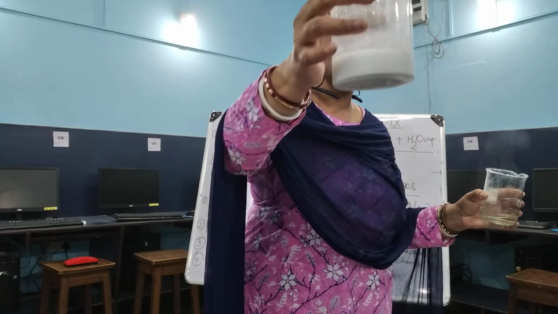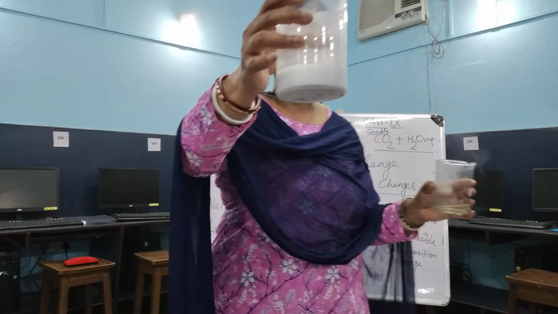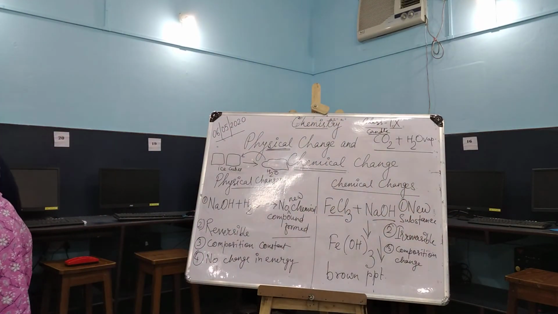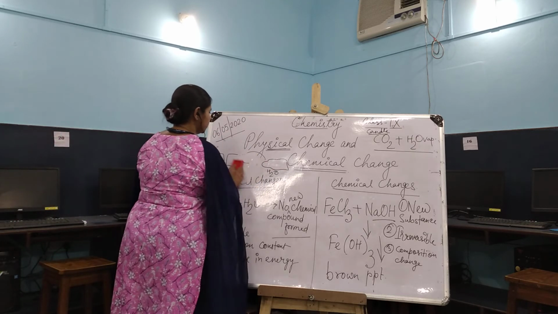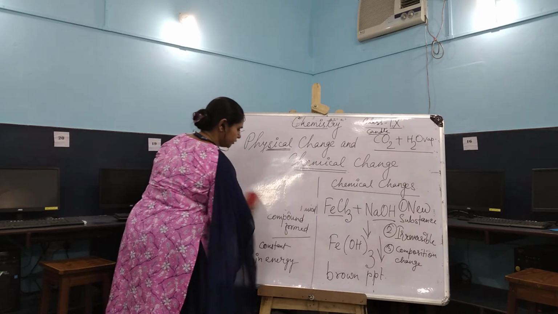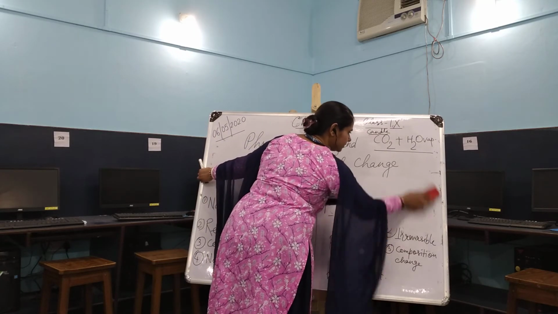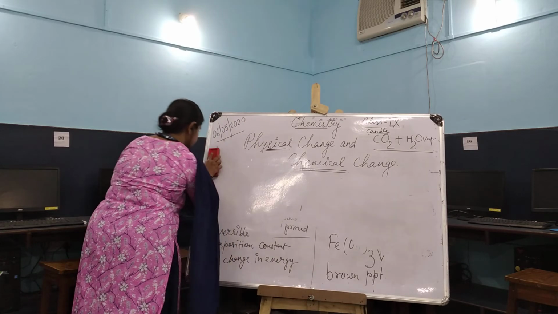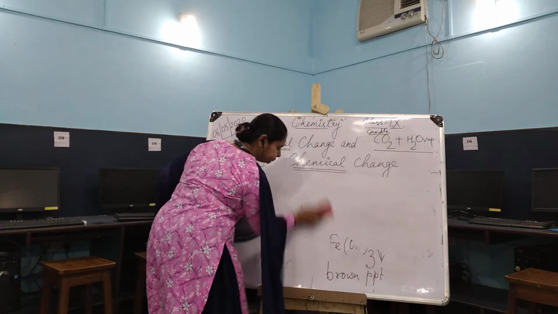So what is this dense white precipitate called? The dense white precipitate is for a reaction that is taking place over here. What kind of reaction is taking place? Look very carefully over here. It's a kind of chemical change that is taking place. Now, what kind of chemical change is taking place? Let me explain it to you very carefully.